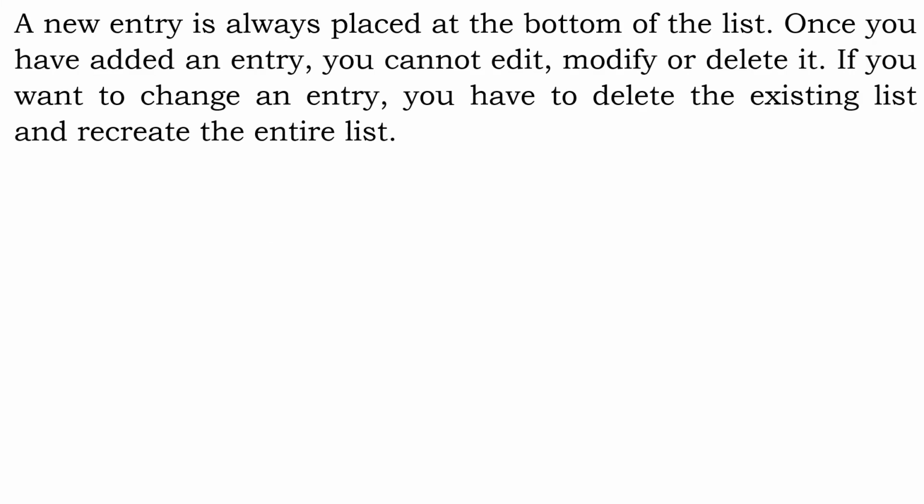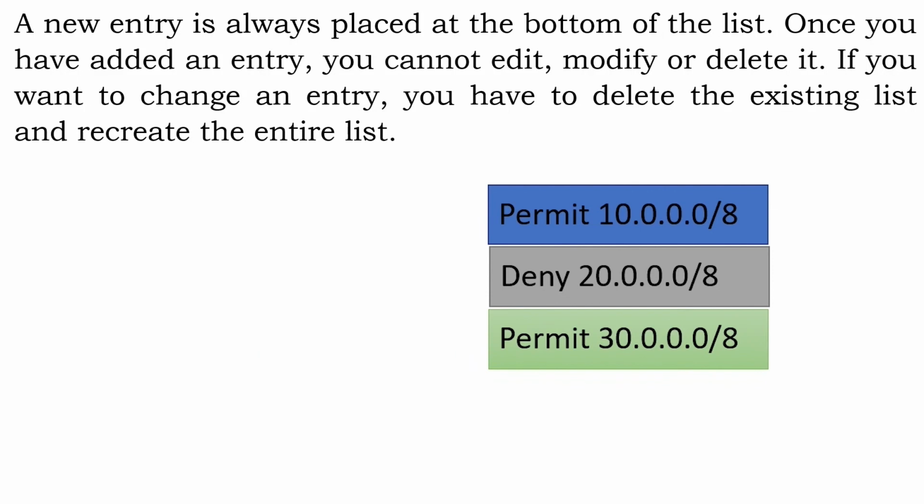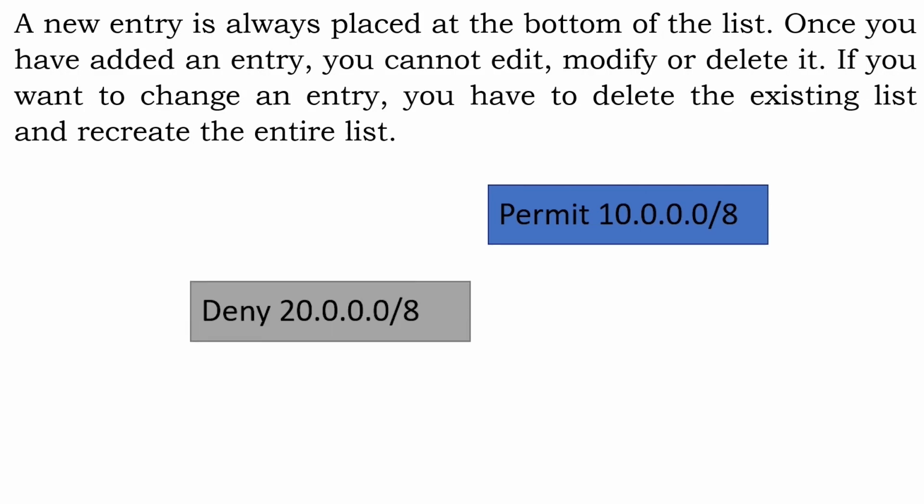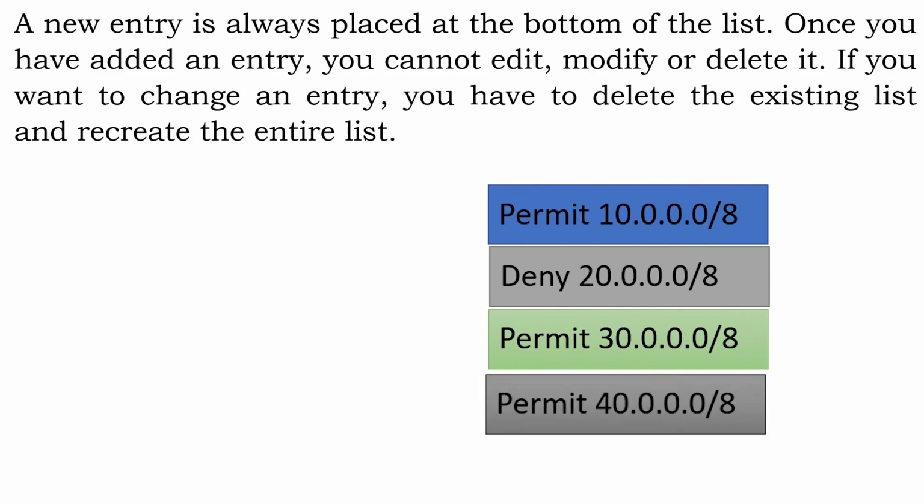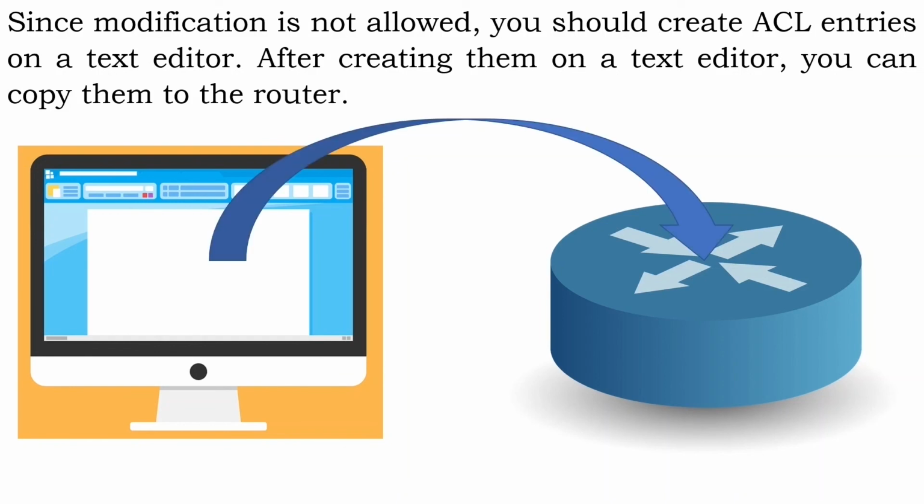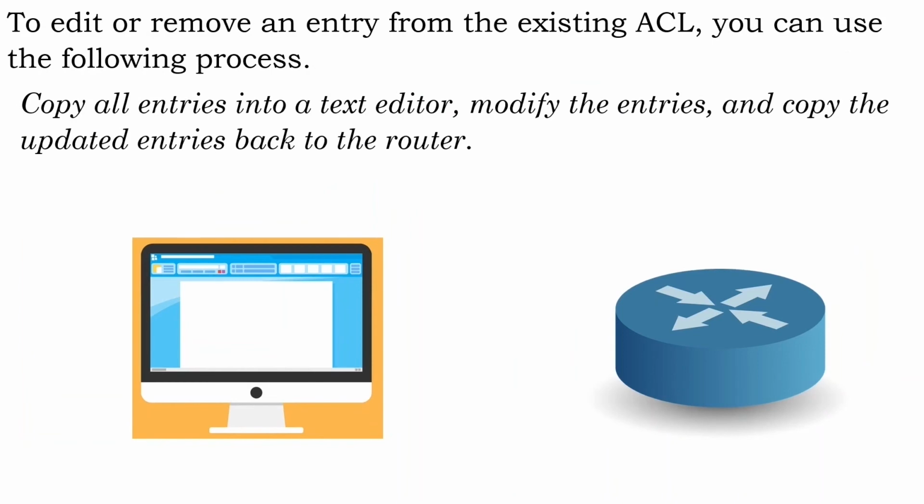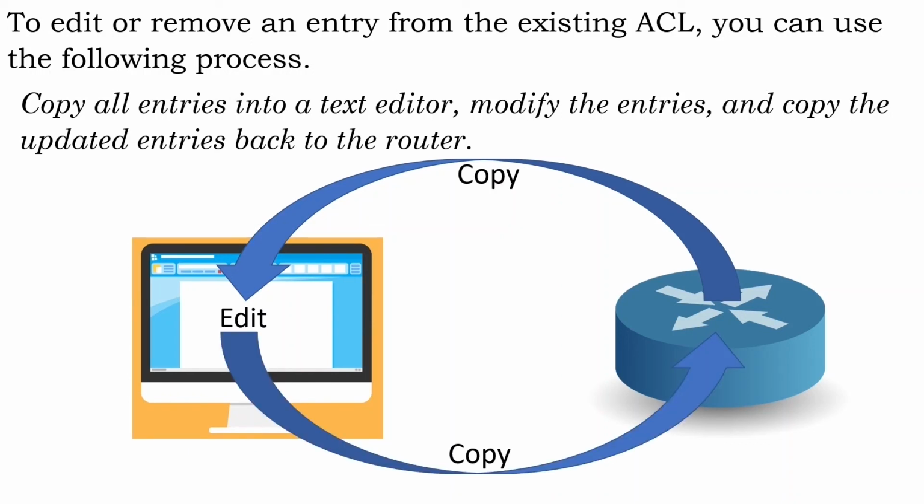A new entry is always placed at the bottom of the list. Once you have added an entry, you cannot edit, modify or delete it. If you want to change an entry, you have to delete the existing list and recreate the entire list. Since modification is not allowed, you should create ACL entries on a text editor. After creating them on a text editor, you can copy them to the router. To edit or remove an entry from the existing ACL, copy all entries into a text editor, modify the entries, and copy the updated entries back to the router.